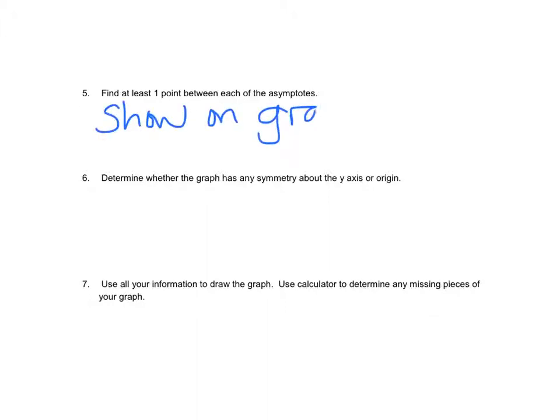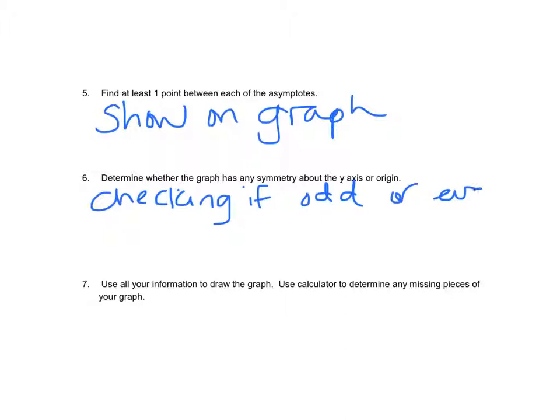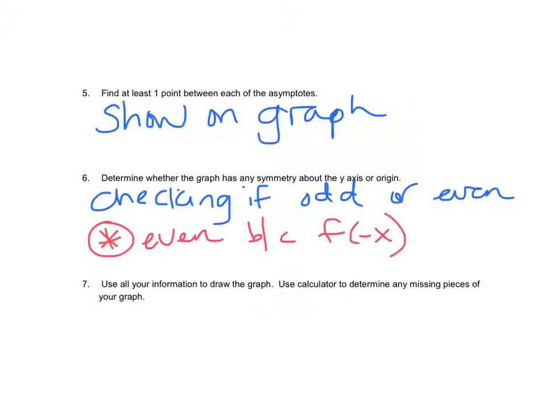It's easier, I think, once we picture those asymptotes, what points it makes sense. And determine whether it has any symmetry. So this is really checking, if we want to see if there's any symmetry, we're really checking if my function is odd or even. If we check it, this function right here would be even, because if I plugged in negative x, I get the same thing as the original function. So this would mean that this has symmetry.